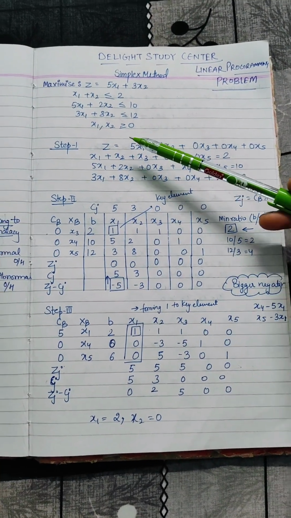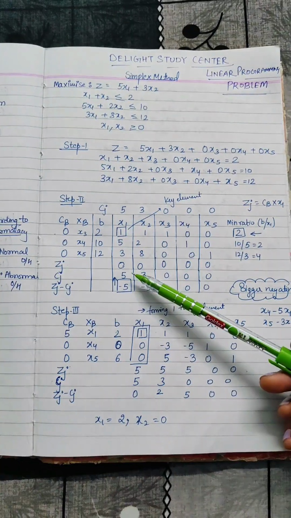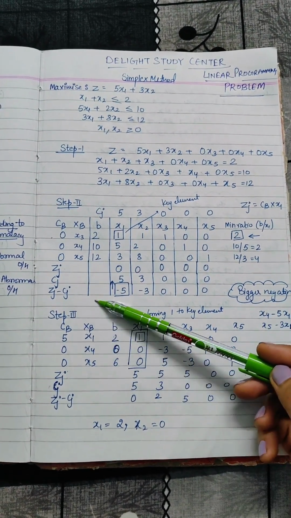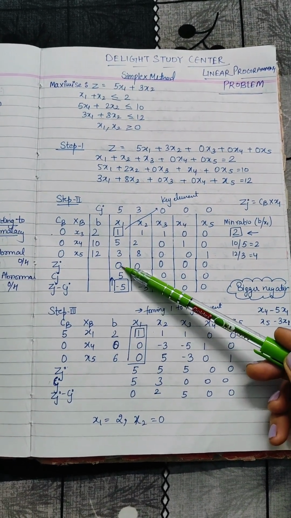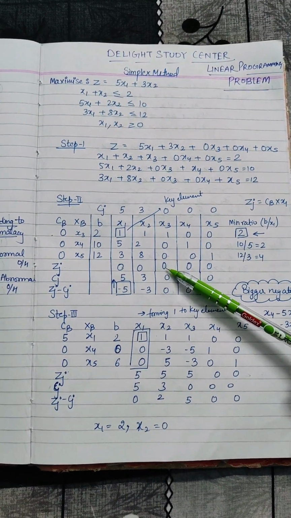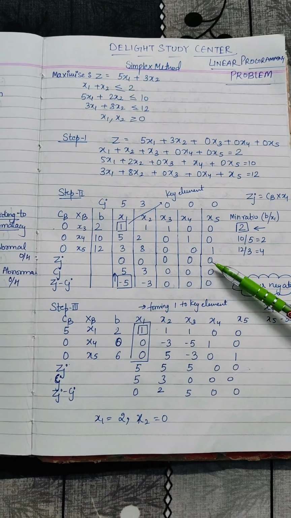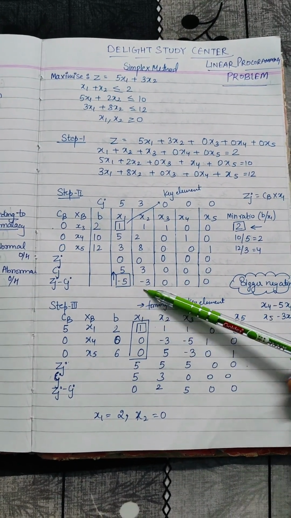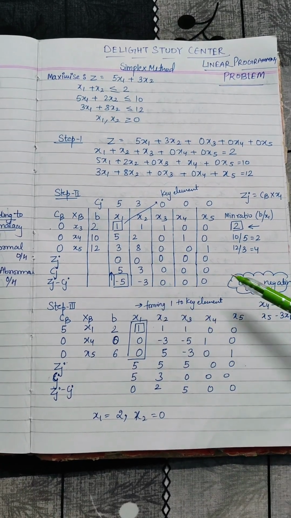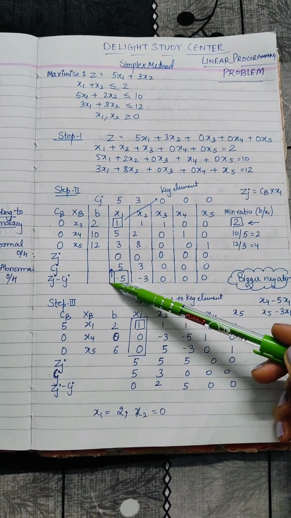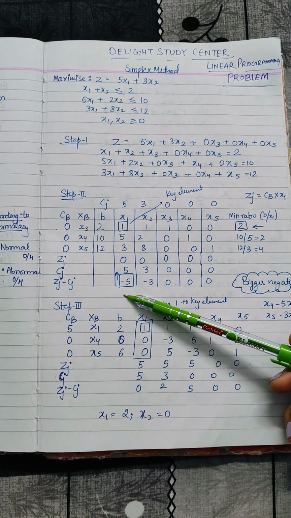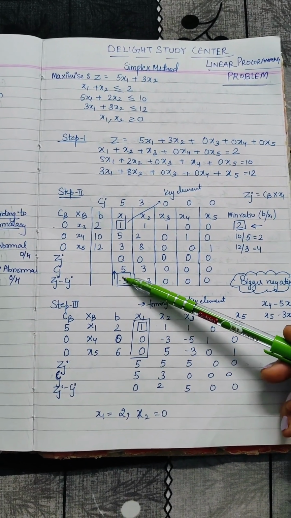Now we come to the cj. Cj is the coefficient of z, so you write it down in the cj row. Then calculate zj minus cj, the difference between zj and cj: 0 minus 5, 0 minus 3, 0 minus 0, 0 minus 0, 0 minus 0. Then you will get the output. From this zj minus cj we have to find the biggest negative number, which is minus 5. This is called the entry element, so we have to enter the table from this number.